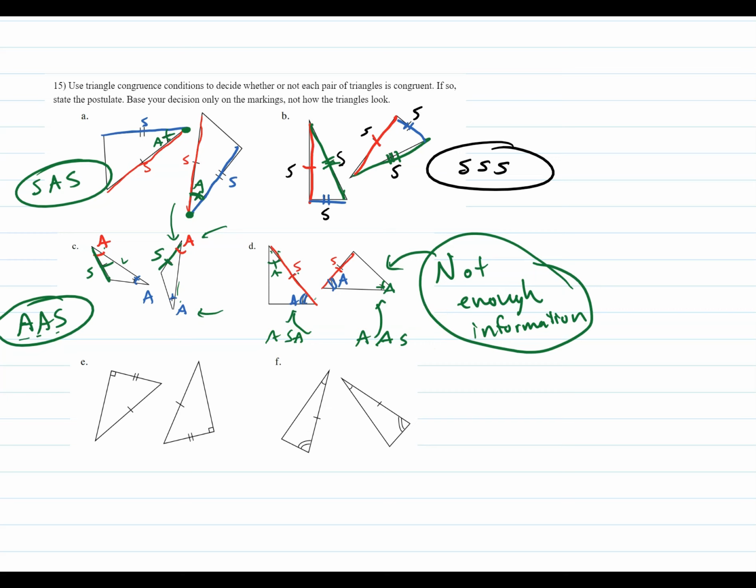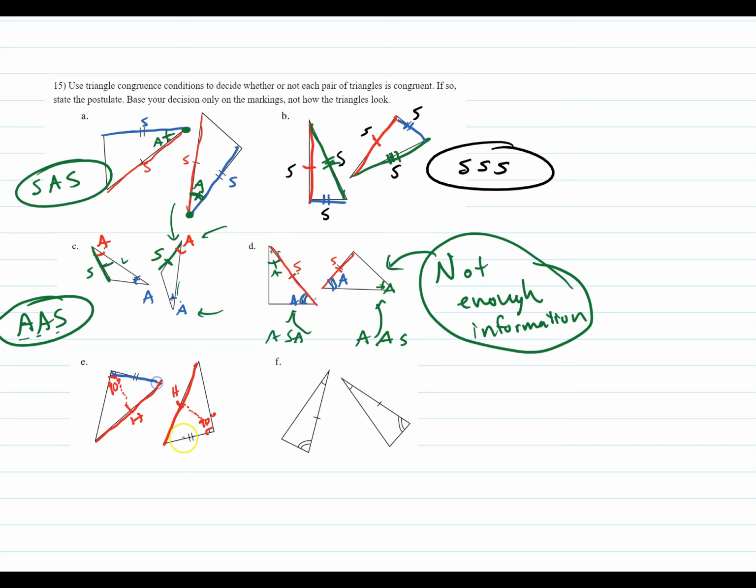E, I see a right 90-degree angle, so I'm going to check for HL. 90 degrees, 90 degrees. First, let's find the hypotenuses. That's my hypotenuse. And this is my hypotenuse, and they both have a single tick mark, so they match.